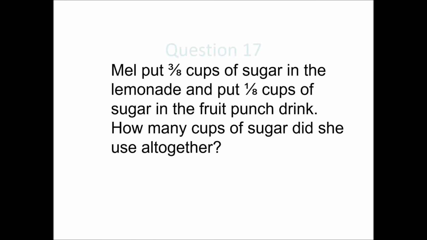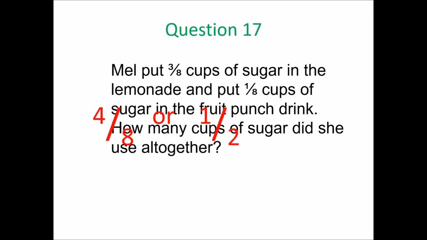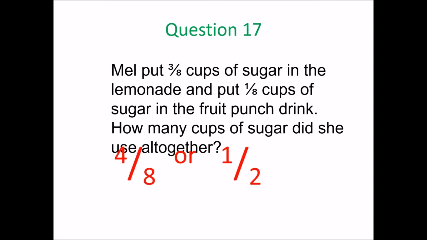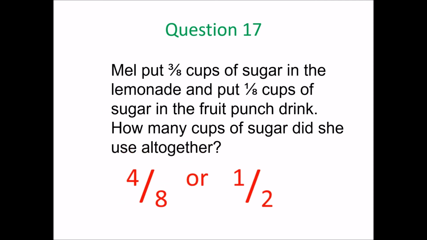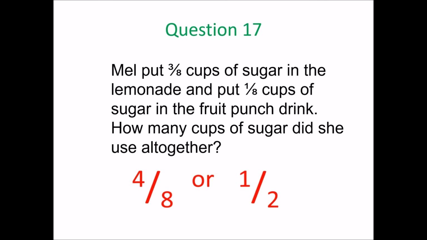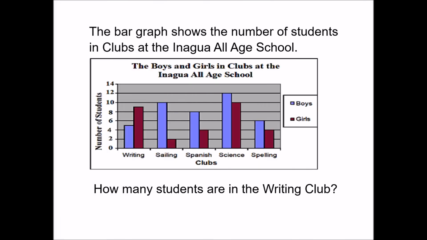Mel put 3/8 cups of sugar in the lemonade and 1/8 cups of sugar in the fruit punch drink. How many cups of sugar did she use altogether? 3/8 plus 1/8. Add them. 3 and 1 is 4. And the denominator is 8. 4/8. Or you could reduce it to a half. So it's 4/8 or a half. Once you get 4/8, you're correct.